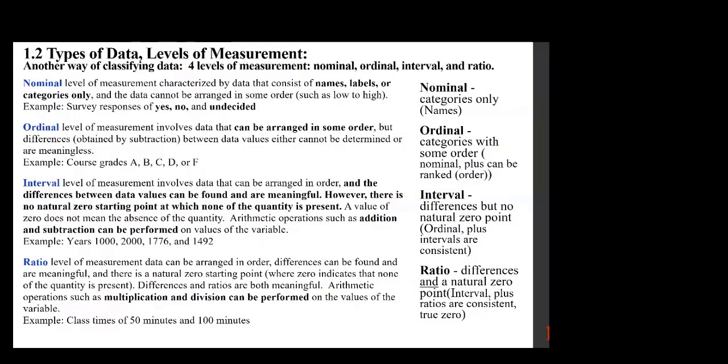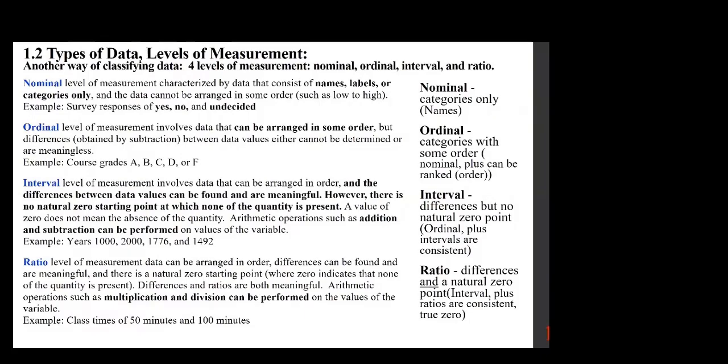Nominal level of measurement is characterized by data that consists of names, labels, or categories only, and the data cannot be arranged in some order, such as low to high. For example, survey responses of yes, no, and undecided. Ordinal level of measurement involves data that can be arranged in some order, but differences obtained by subtraction between data values either cannot be determined or are meaningless. Example, course grades A, B, C, D, or F.